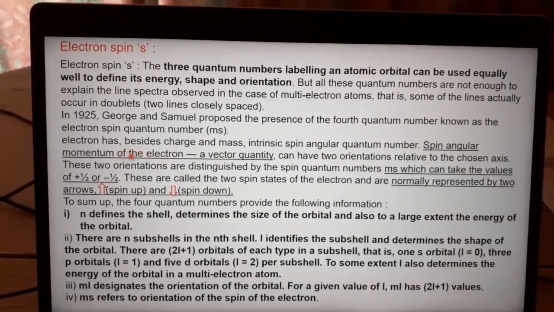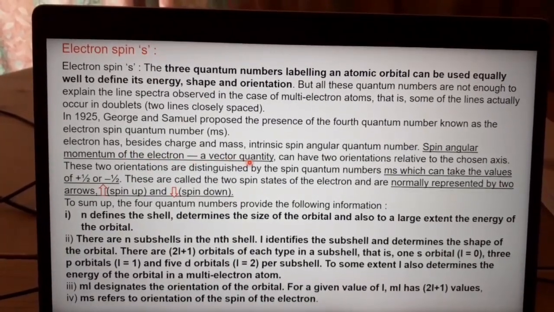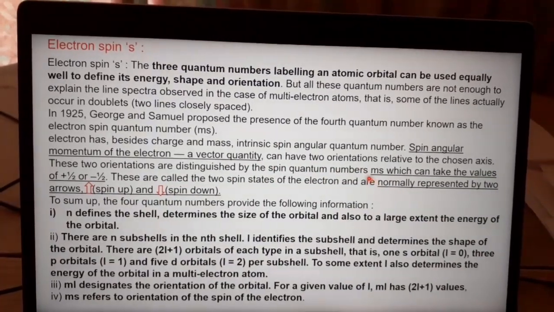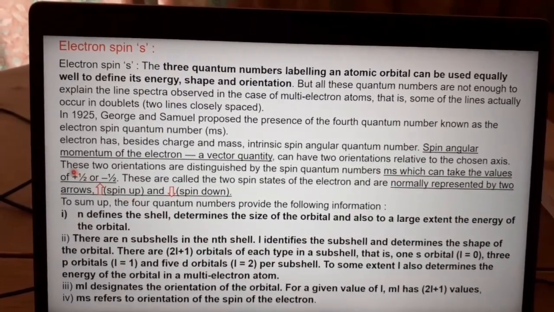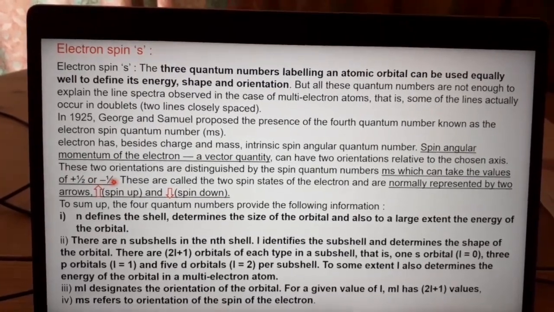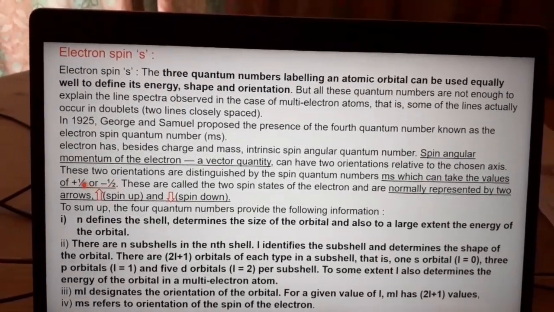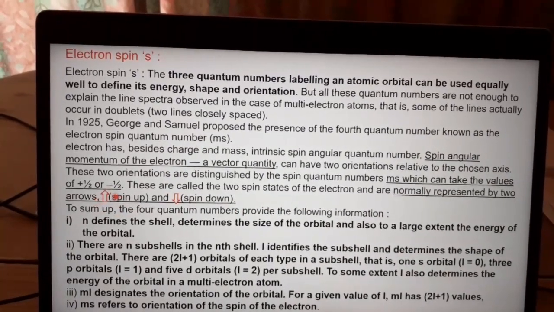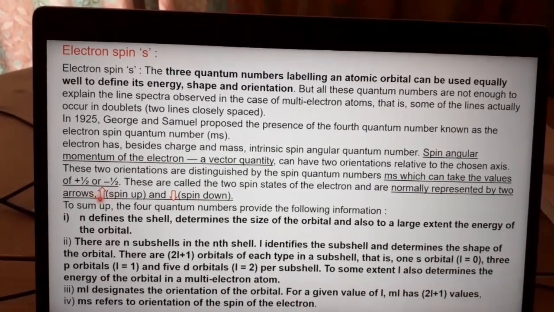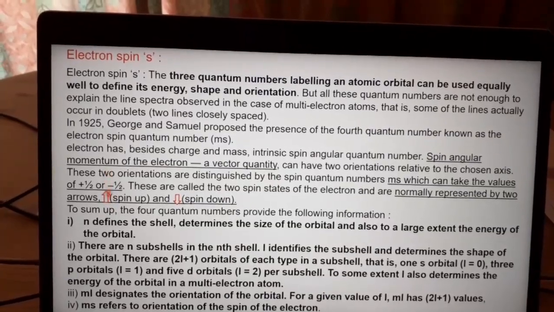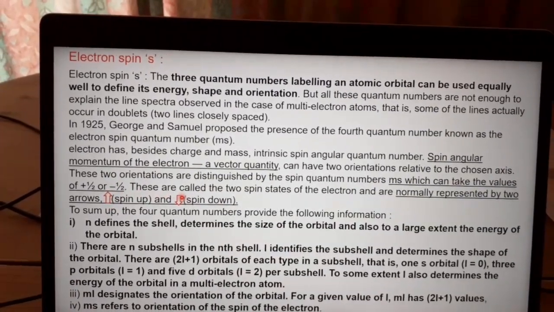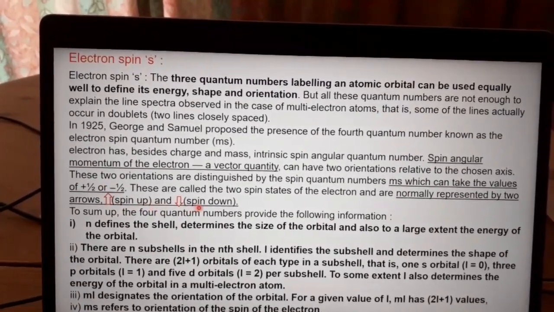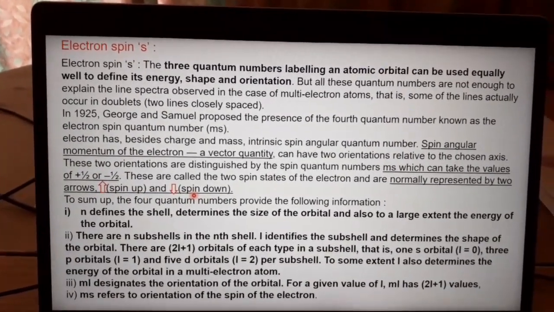This is the angular momentum of an electron, and it is a vector quantity. The ms value is designated as plus half or minus half, and this is mathematically proven. The plus half and minus half values are also written as an upward arrow or a downward arrow, called spin up or spin down motion of the electron, right?